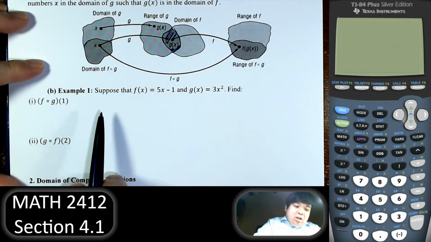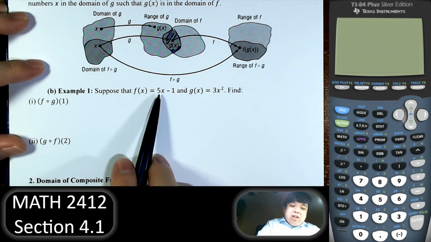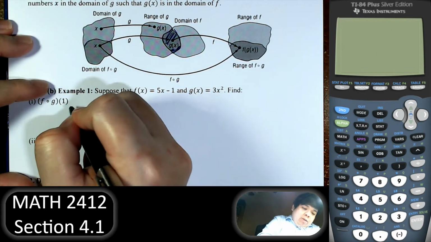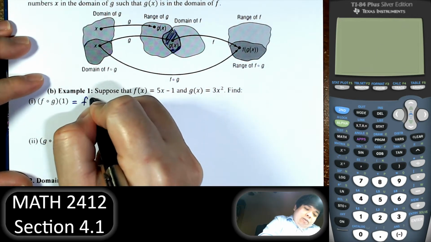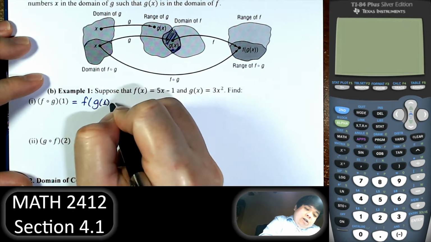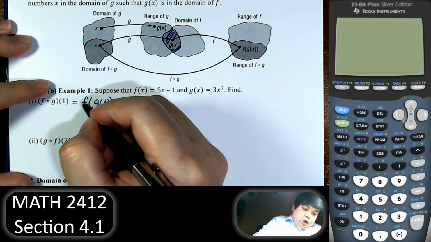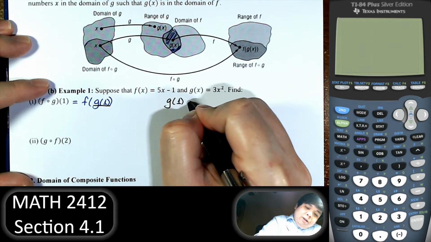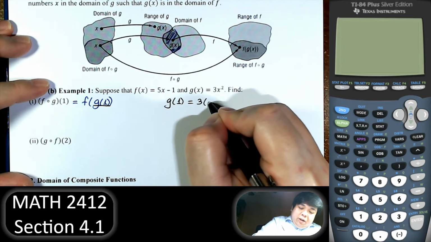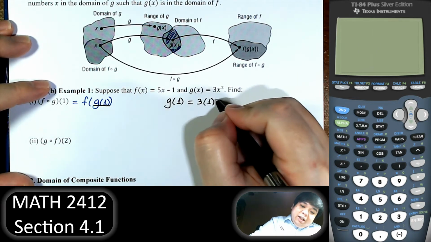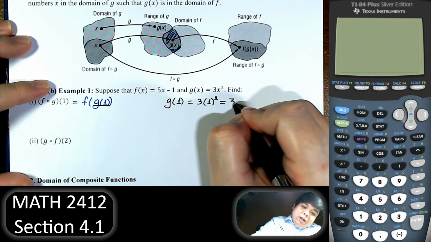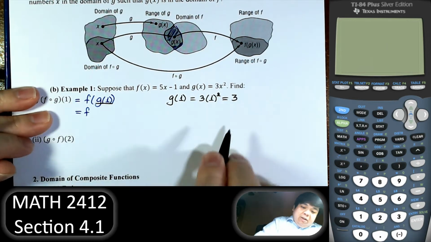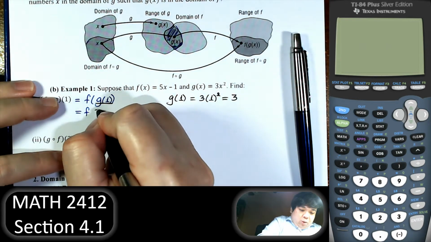But for now, let's just find a simple example. Suppose f of x equals 5x minus 1, and g of x is 3x squared. Find f of g of 1. So basically, this is just f of g of 1. So we do g of 1 first. Put 1 in for x of the function g. That gives us 3. Then we can substitute this back in here, and we have f of g of 1, which is f of 3.